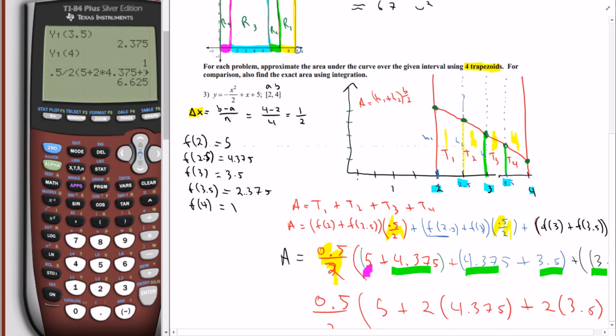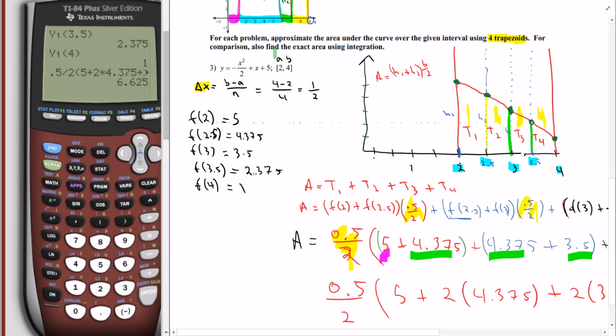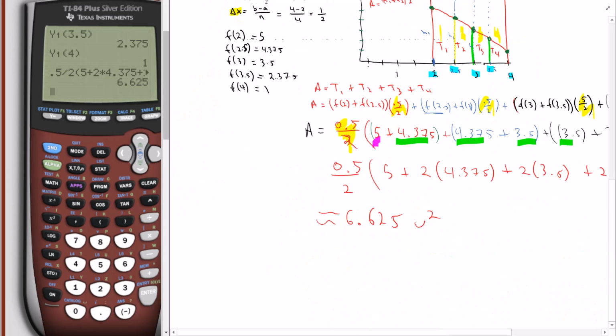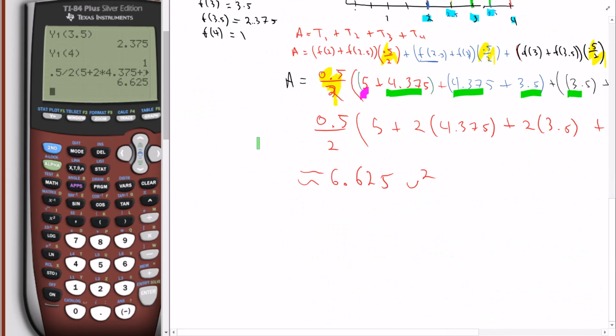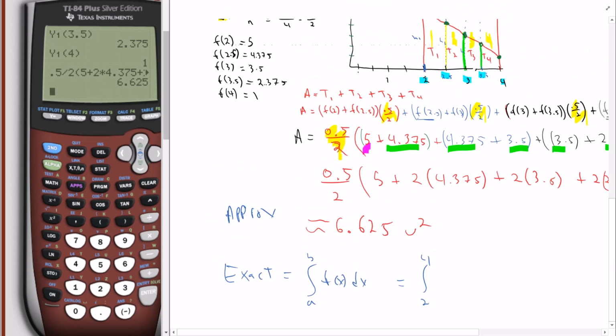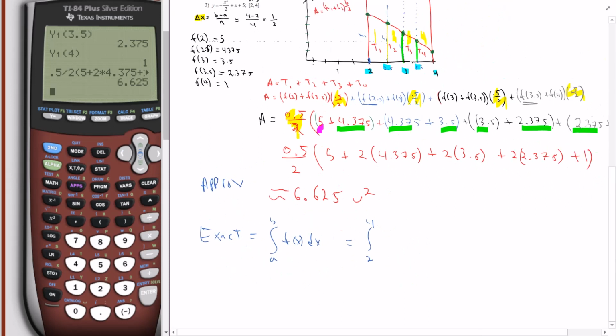Right, this is our approximation. Please read the instructions, and don't forget, on this one it also asks to find the exact area using integration. So this is the approximate. The exact area is just going to be what you learned hopefully in SIG number 6, which is the integral from a to b of f of x dx. So in this case it's going to be the integral from 2 to 4 of our function, which was negative x squared over 2 plus x plus 5.